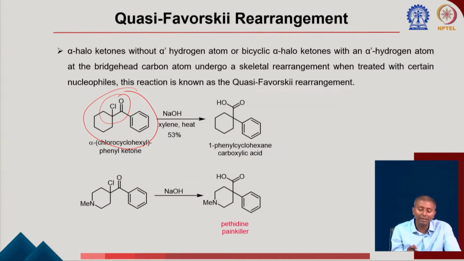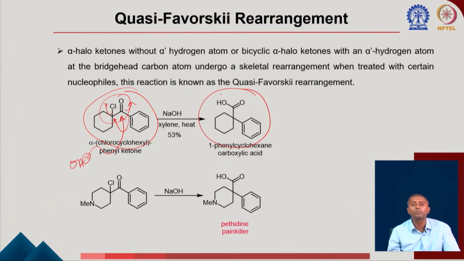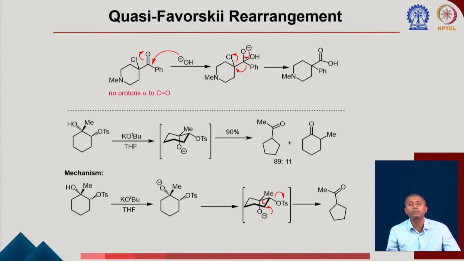That means we have learned that the base can attack the carbonyl group. So the base can come and attack the carbonyl group here to form the O minus, which will come back, and then this phenyl group is going to migrate and get rid of this chlorine to generate this type of carboxylic acid compound. If, instead of this cyclohexyl compound, you have this N-methyl, then this compound is used as a painkiller, which was synthesized using this quasi-Favorskii rearrangement reaction.